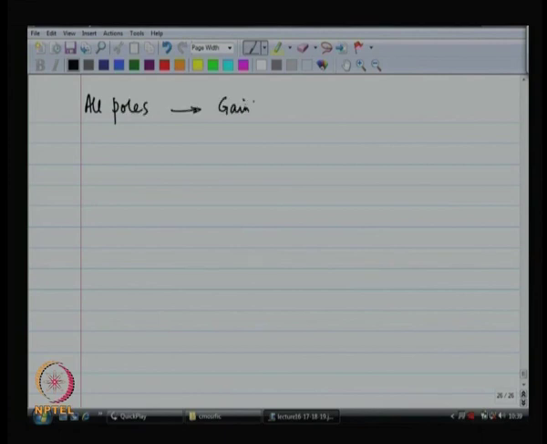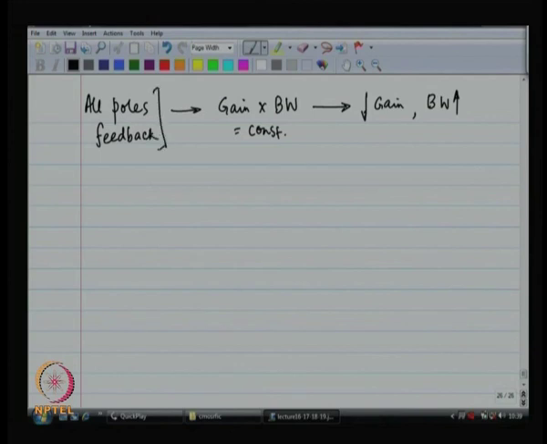Gain bandwidth product: gain goes down, bandwidth goes up. This is really when I have got all poles, when I have got feedback around the system, etc.